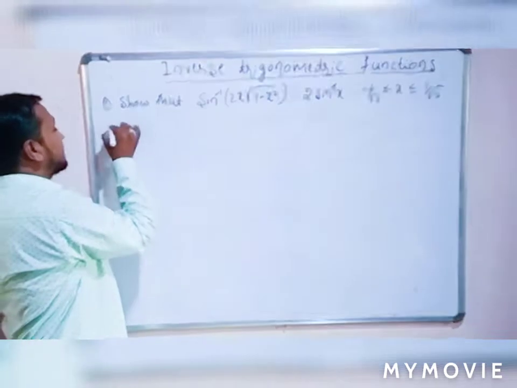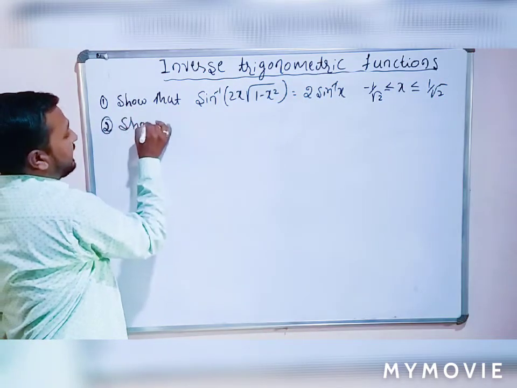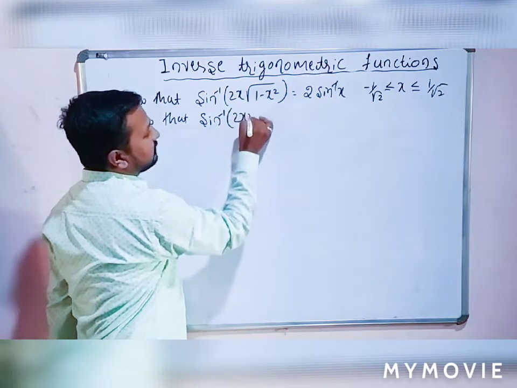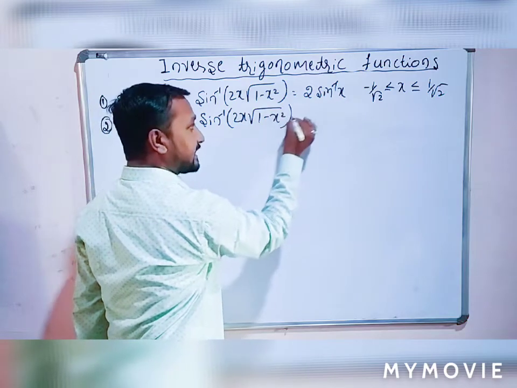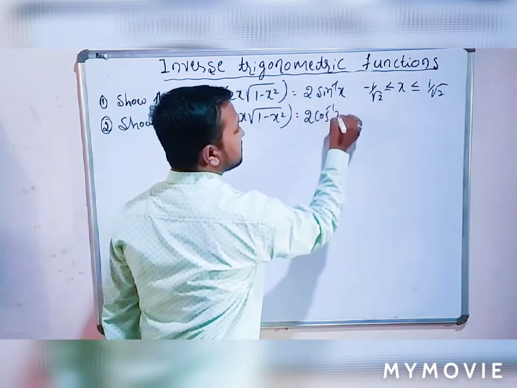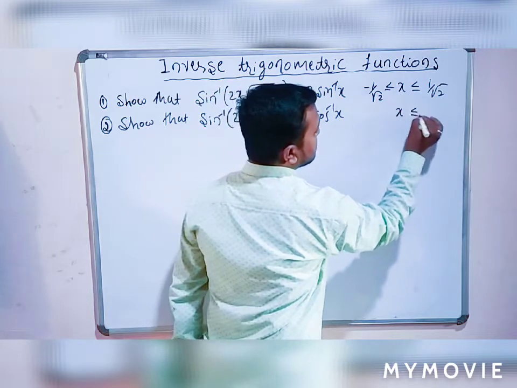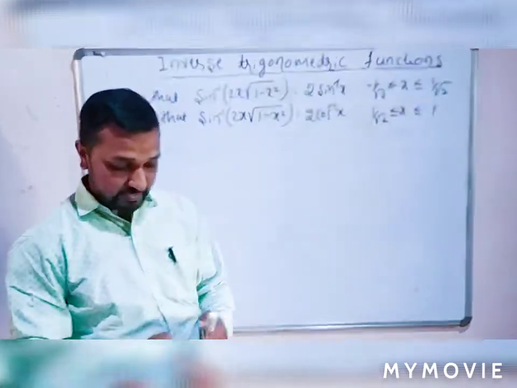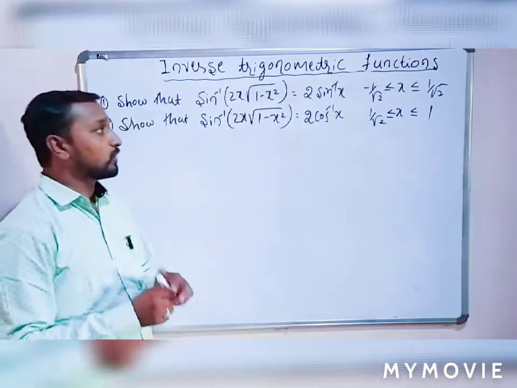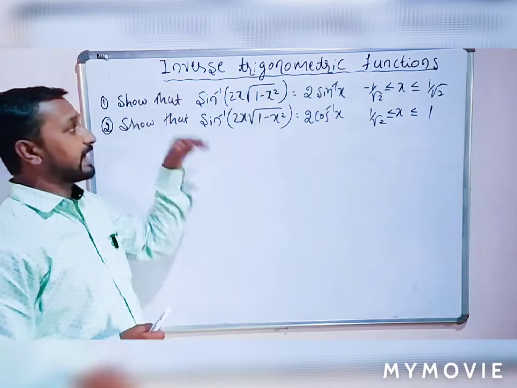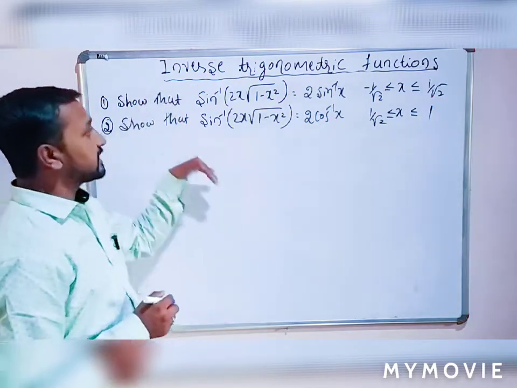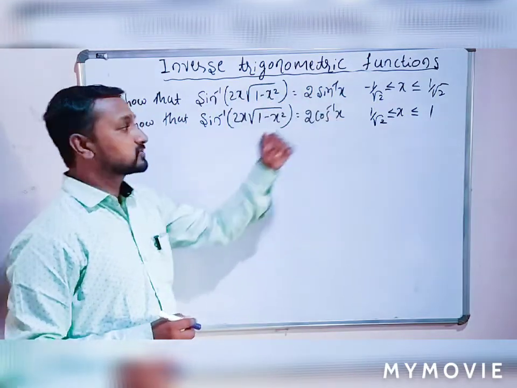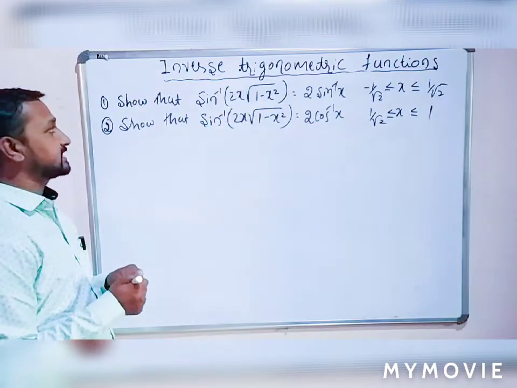And again, the second example: show that sine inverse of 2x into root of 1 minus x square equals 2 cos inverse of x, for all x lying between 1 by root 2 to 1. These are two very important and easy examples. In these two examples the LHS is the same, only the RHS are different. Is that clear? So we solve one of the examples.